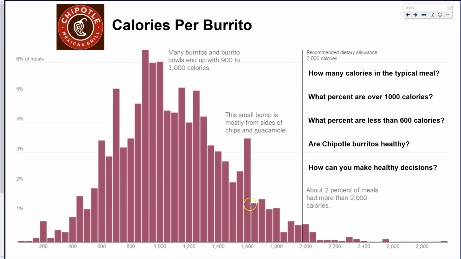How can you make healthy decisions? Well, they were even nice enough to say, hey, this small bump here is from add-ons, so avoid the guacamole, avoid the extra chips, the soda, whatever, and maybe you can reduce the calorie count just a little bit.